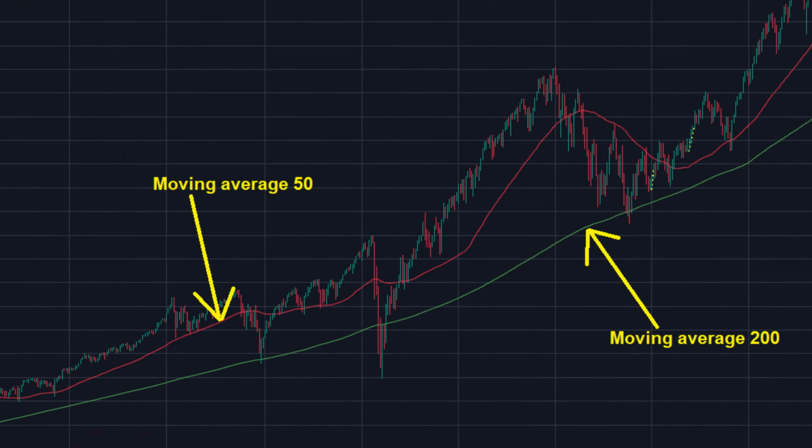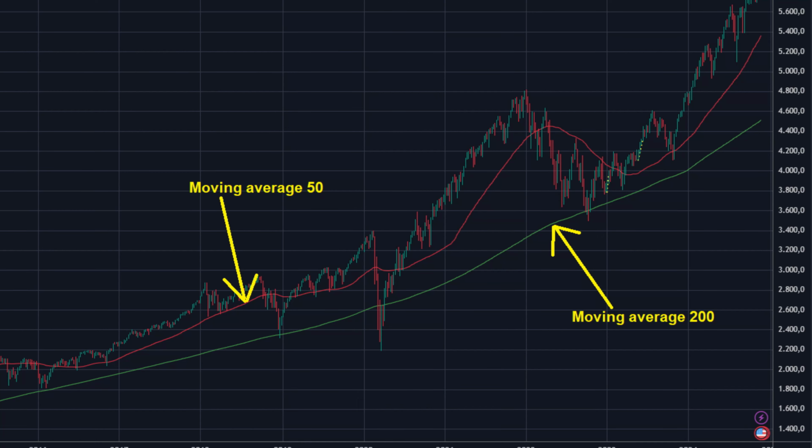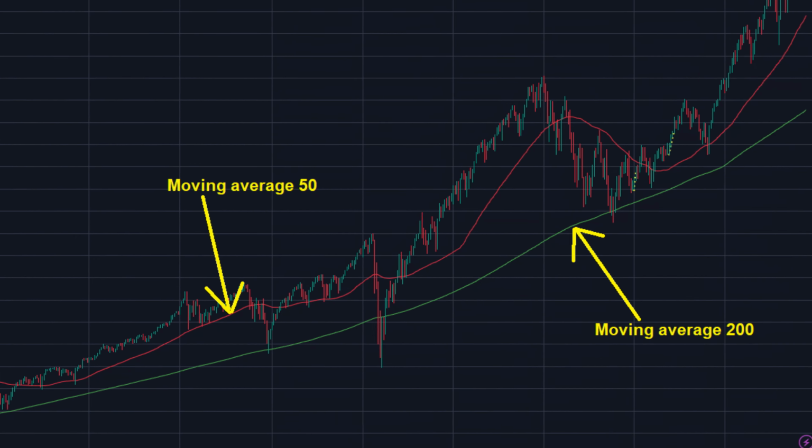Or you can use moving averages, which is like when you used to calculate the average of your grades at school to understand if you were doing well or poorly. For example, many traders look at the 200-day moving average. If the price is above this line, it's considered that we are in a bullish trend. If it's below, we might be in a bearish trend.